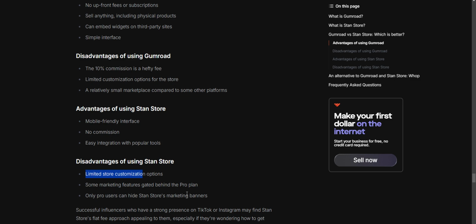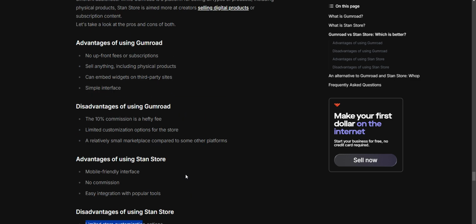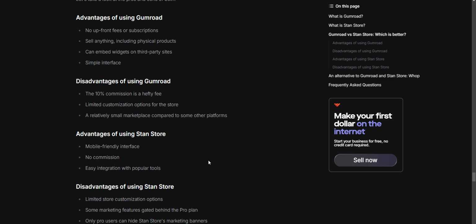the Stanstore's marketing banners. So, in other words, if you're looking to sell physical products only, in that case, Gumroad. But if you're a creator and you need that online store for only selling digital products, in that case, Stanstore is the way to go.